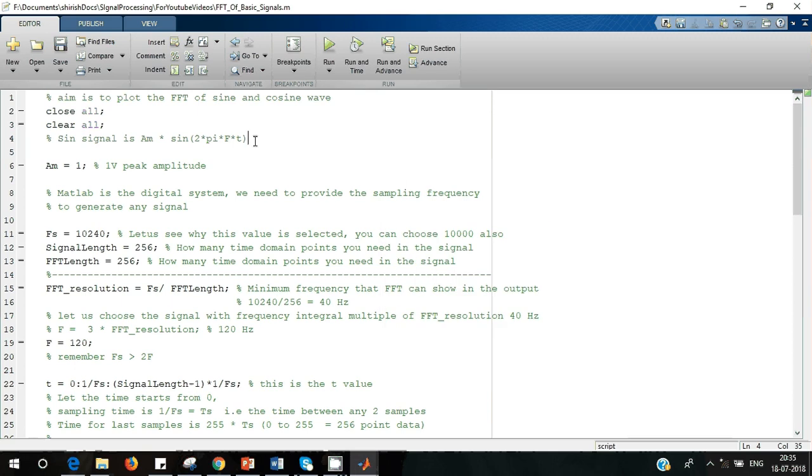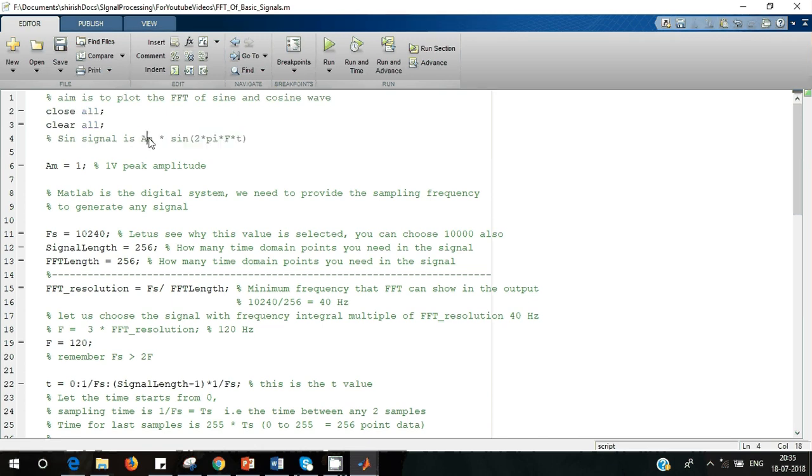Okay, hello friends. So we'll try to see how to plot the FFT of any signal in MATLAB. So let us consider the basic signal as sine wave, the A_m sin(2 pi f t). If you see my last video, I already told how to plot this sine wave. So let us go ahead now.